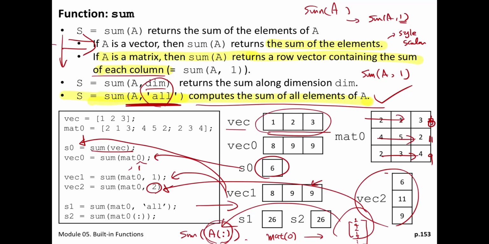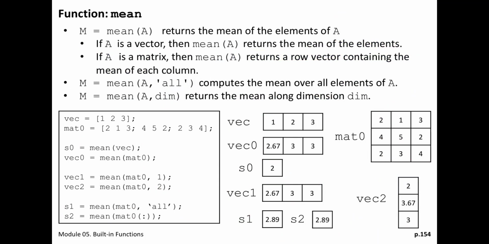Okay, so here's the example. Both scripts are producing the same value. Here's the mean. Mean is the average of the elements in a matrix or a vector. The syntax structure is exactly the same, except for the basic operation. The previous one does the summation, and here you do the averaging.